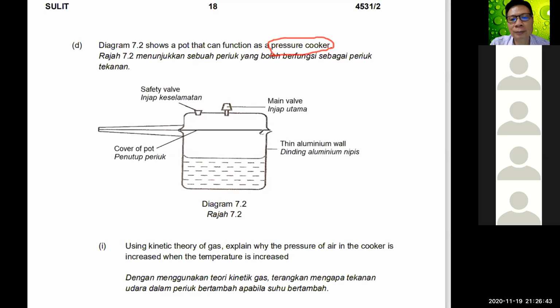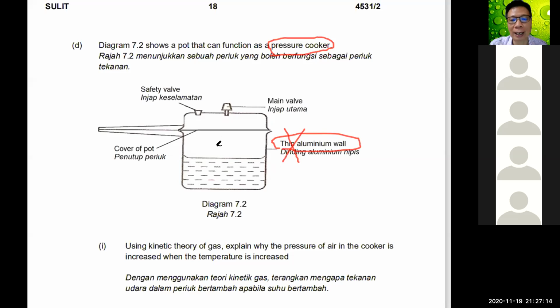And then here, the body is a thin aluminum wall. I say cannot. This one no good. Thin aluminum sure leaks. Thin is not good, because the pressure inside is very high. So you must use a thick aluminum wall to withstand the high pressure. So cannot use thin aluminum wall. Okay? That's my opinion now.